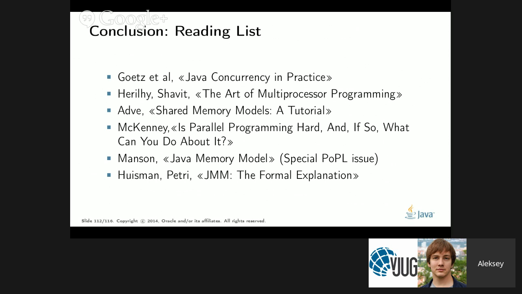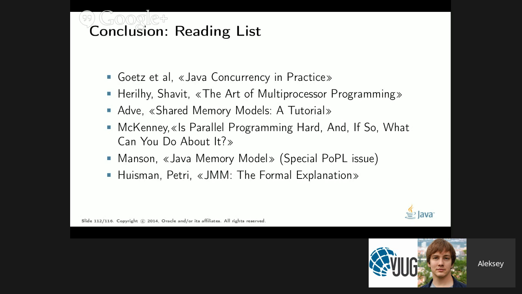So if you want to read more, this is the list of books: Java Concurrency in Practice, The Art of Multiprocessor Programming, which is very algorithm-centric. Sarita Adve has Shared Memory Models: A Tutorial, which is more hardware-oriented. Paul McKenney has a very nice book, which is called Is Parallel Programming Hard? Duh. And if so, what can you do about it? Very nice thing. And if you want the formal dive-in into the Java memory model, you might want to read Manson's Java memory model, or some other interpretation.